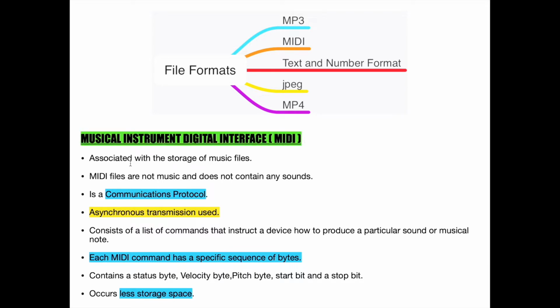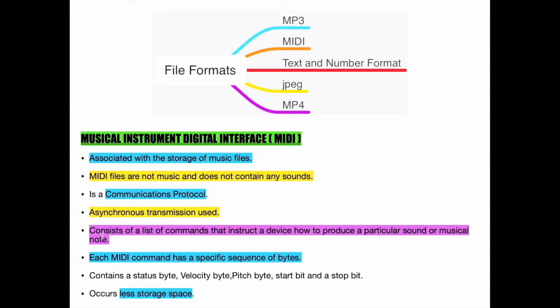The MIDI file format is associated with the storage of music files. MIDI files are not music and do not contain any sounds. This file format is a communications protocol that uses asynchronous data transmission. A MIDI file consists of a list of commands that instructs a device how to produce a particular sound or musical note. Each and every MIDI file contains a status byte, velocity byte, pitch byte, start bit and a stop bit. The major advantage of MIDI files is that they require less storage space. All these points briefly present the structure and function of a MIDI file.